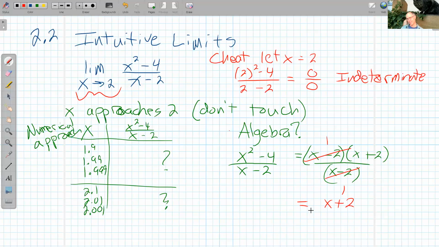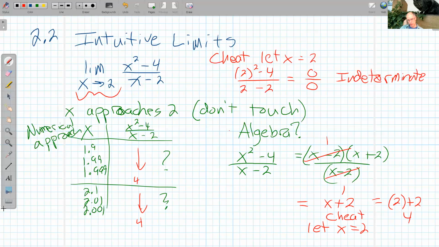So this is equal to x plus 2. Well, on the condition that we don't plug in negative 2, because that leads to a different result on the left. However, if we continue to cheat over here and let x equal 2, then we're going to get 2 plus 2 or 4. So we're hoping to see that these numbers right here are heading closer to 4 when we look at that numerical pattern. We look at the graph to also check this out.